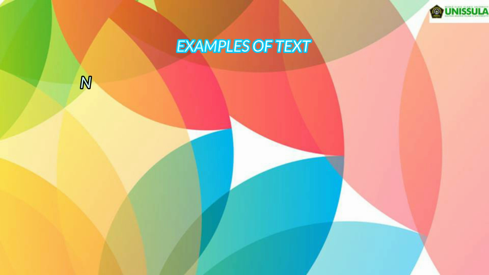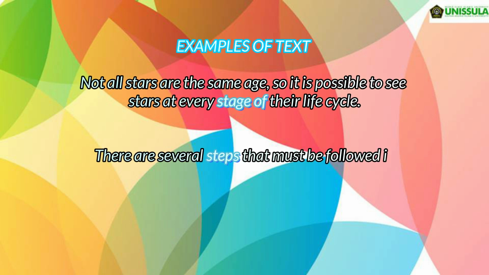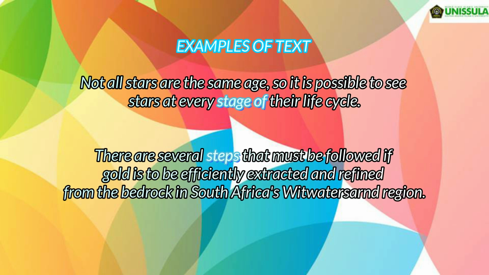And then there are two paragraphs as an example here. The first example uses the signal of stage, and the second uses the signal of steps. So the two paragraphs here answer the three questions before: how, in what sequence, and what are the steps of the process.